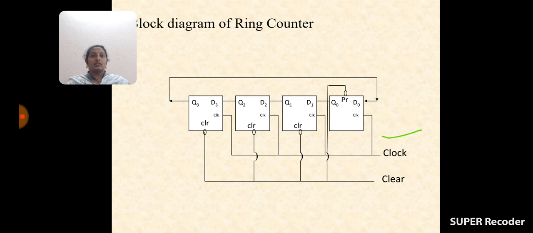In a ring counter, if D is equal to 0, Q is equal to 0, here with D. Instead of this, if it is designed with JK flip flops, the diagram is like this.